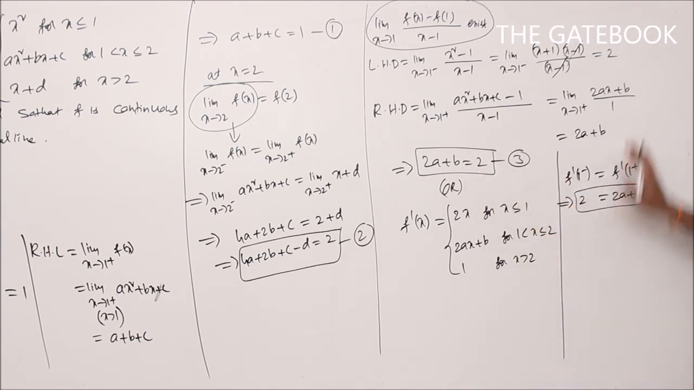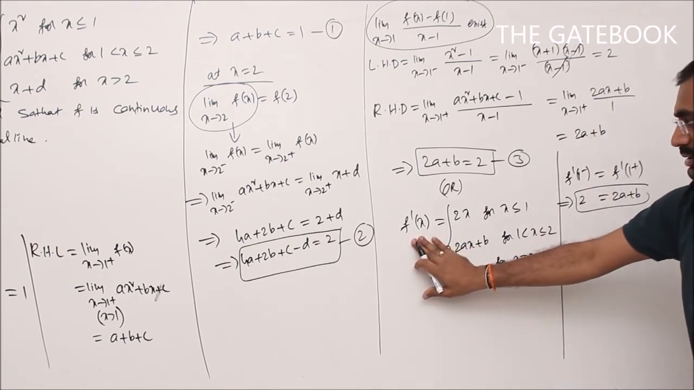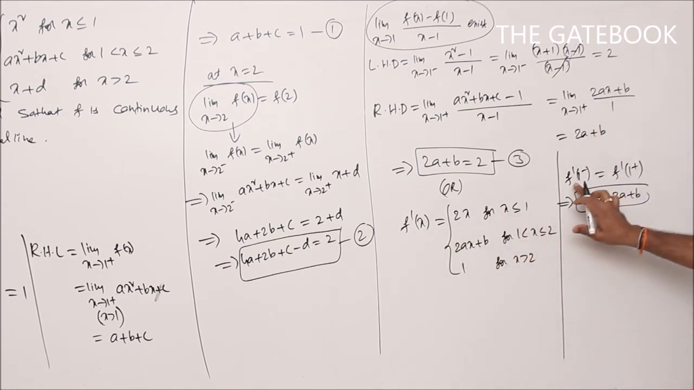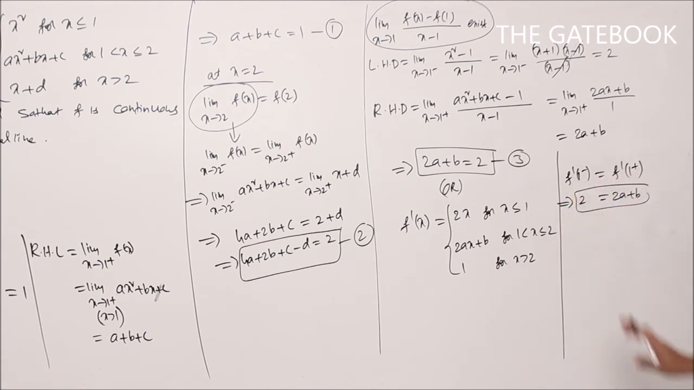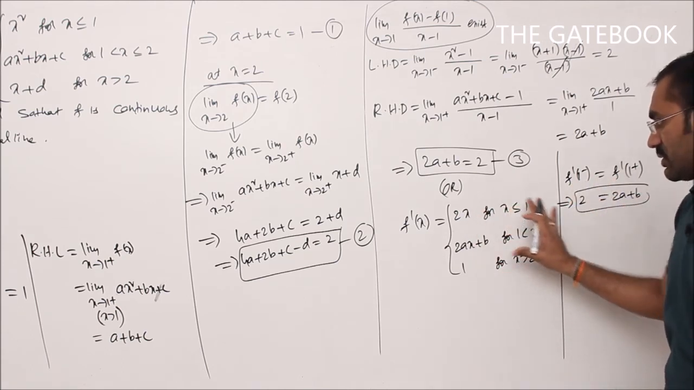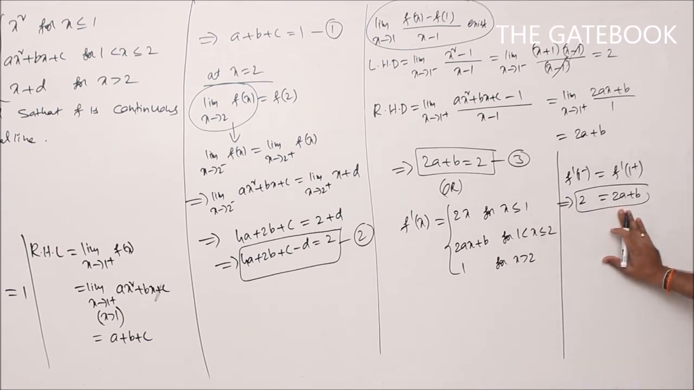Equation 3. We can go for the definition, or directly we can find the derivative. After finding the derivative, we can apply this condition: left hand derivative is equal to right hand derivative. So now, similarly, we can apply the same thing. This is a shortcut way to apply differentiability.